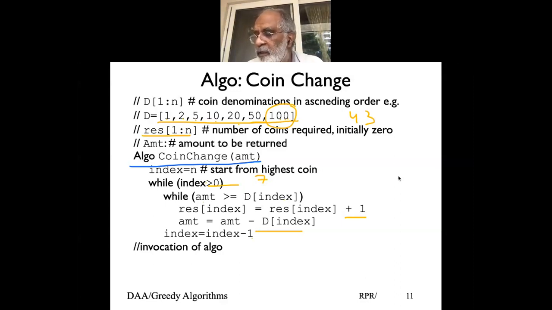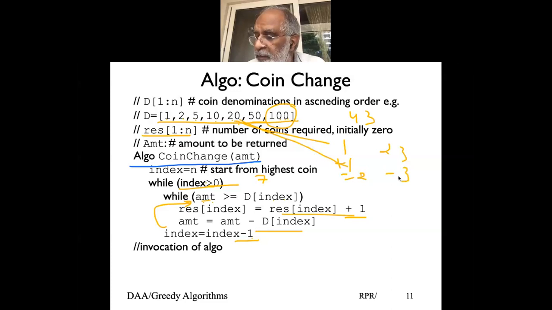No, we don't take it, then we come to the next index. Index becomes now 5, which is 20. Index is 5, greater than 0. Amount is 43, which is greater than 20. So the count for 20 becomes 1, and the amount becomes 23 rupees. Go to the while loop again. This becomes plus 1, which is 2. So for the 20, the count becomes 2. Amount becomes 3 rupees.